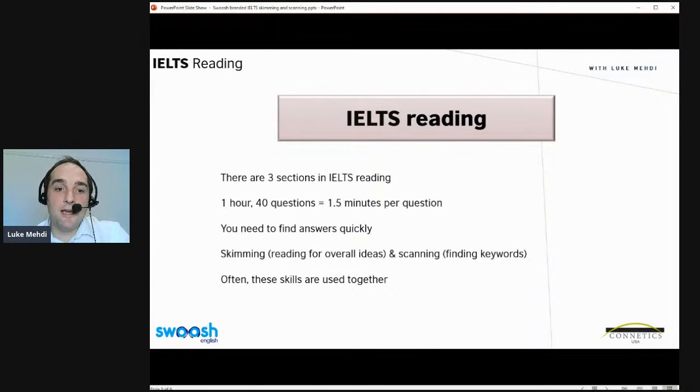You will use skimming, which is reading for overall ideas, and you will also use scanning, which is a method for finding keywords very quickly. And today we are going to be focused on scanning. Of course, these skills are often used together. So very often you will read the question, find some keywords, scan through the text. From your first reading, you may have a good idea in the text where they are. So find them in the paragraph, and then you skim read around those keywords to try and find the answer.